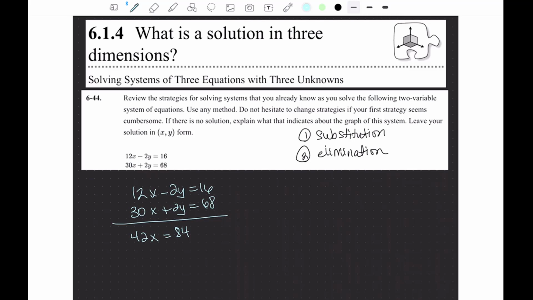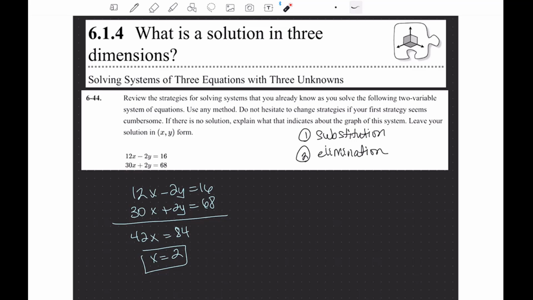And then to get x all by itself, to solve it, what am I going to do? I'm going to divide by 42 and I'm going to get x equals 2. Right? And when I look back in my problem, how many variables do I have? I have 2. I have an x and I have a y. So I solved it for x. So now I just have to solve it for y. Pick whichever equation you want. You can pick the first one or the second one to plug that x in for.